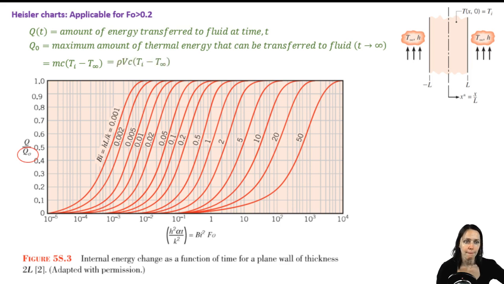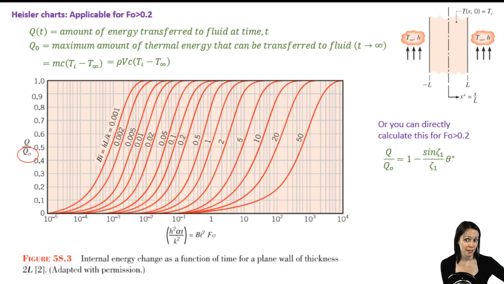Let's see, then I put my mass in terms of density and volume, and I'm all ready to go to my Heisler chart. I could calculate Q at some time t if I've calculated the Biot number and the Biot number squared times the Fourier number, and then just read the Q over the Q naught off the chart. If you want, you can also directly calculate Q over Q naught by using this formula from your book, which some of you may prefer.